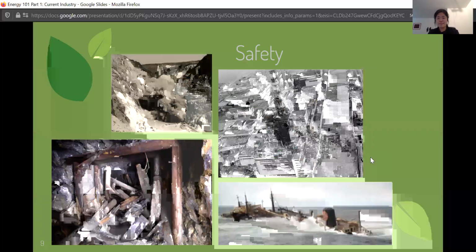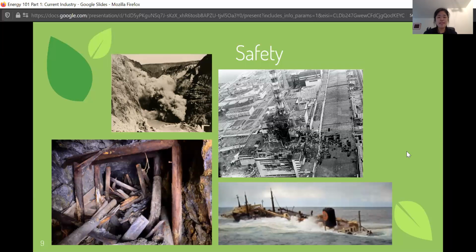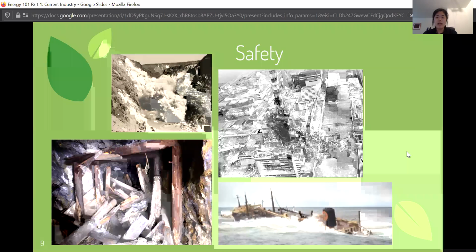So safety. Safety of employees who extract and refine energy has improved through regulation, which is usually spurred by major accidents. The main safety concerns we're referring to are construction accidents, radiation exposure, explosions and fires, and operating accidents. Many well-known tragedies included here are Hoover Dam, Chernobyl, Fukushima, and Deepwater Horizon.